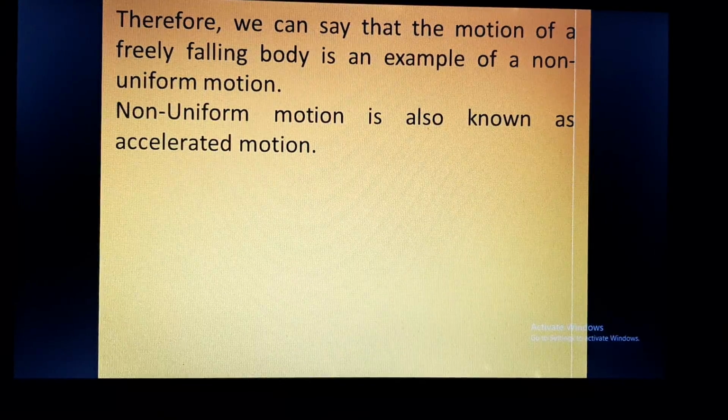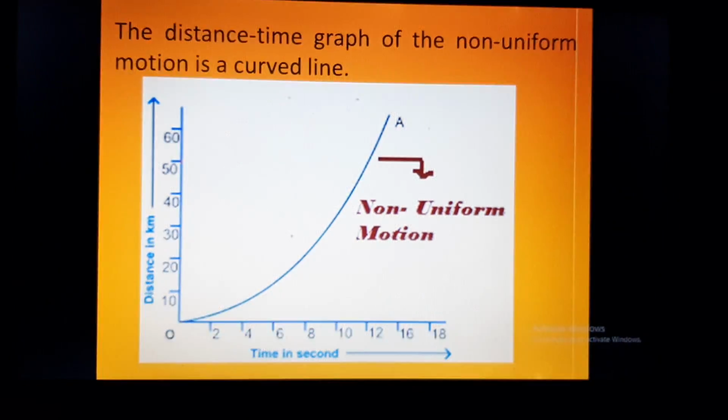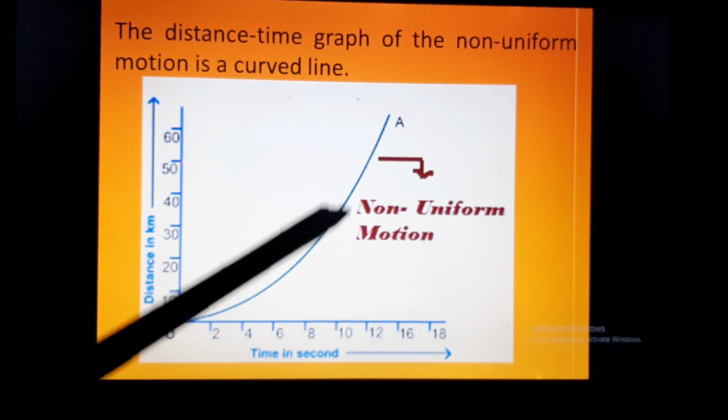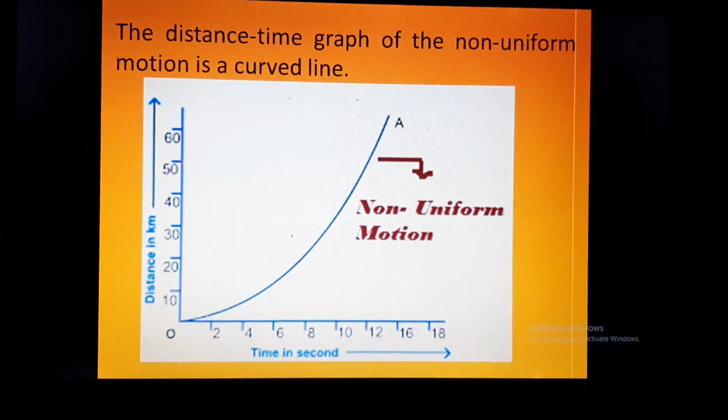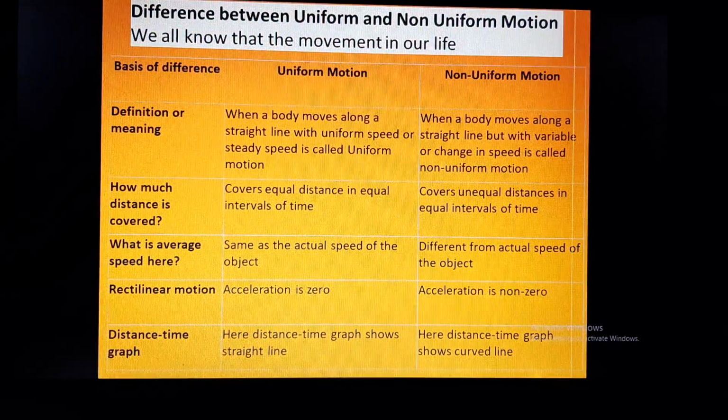Non-uniform motion is also known as accelerated motion, and the distance time graph of non-uniform motion will always be a curved line. So this is the difference between uniform motion and non-uniform motion. Uniform motion will always be a straight line, whereas non-uniform motion will always be a curved line.